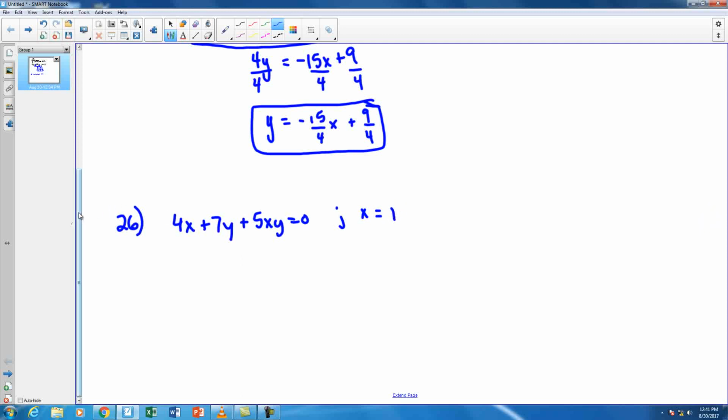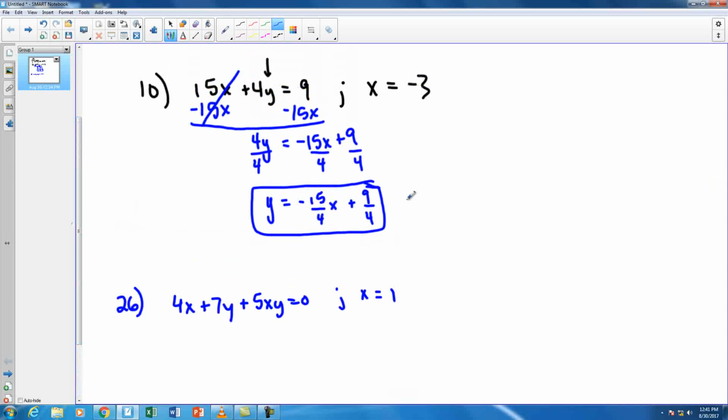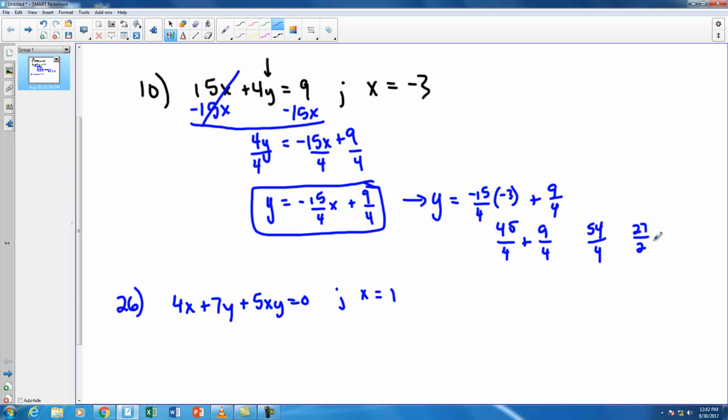And I forgot to do that piece up here. We were told x equals negative 3, so if I plug negative 3 in, I have negative 15 over 4 times negative 3 plus 9 over 4. Negative 15 times negative 3 becomes 45 over 4 plus 9 over 4. If I add that, I'm going to get 54 over 4. And those both divide by 2 to make 27 over 2. Or 13 and a half if you plug it into a calculator.